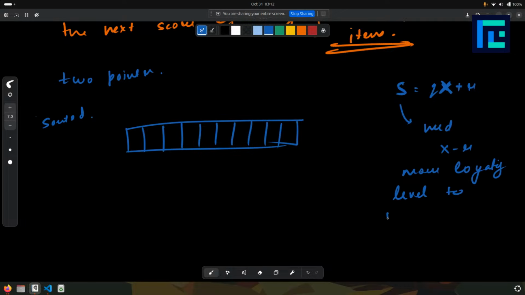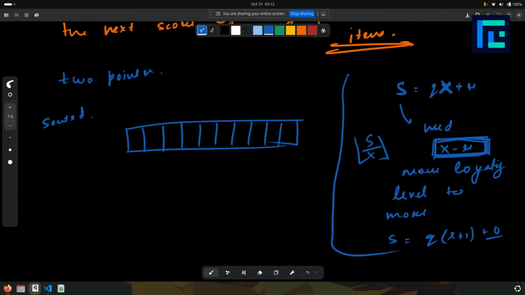To make S equal to (Q plus 1) X plus 0. So basically, if we can make a purchase of cost more than this, then our S by X will go to the next level. So we need to make a purchase of cost more than X minus R. Right, so let's keep this in mind.